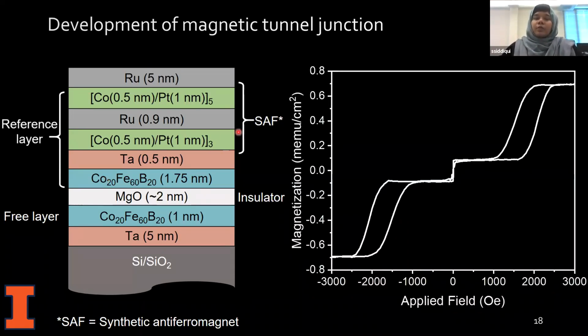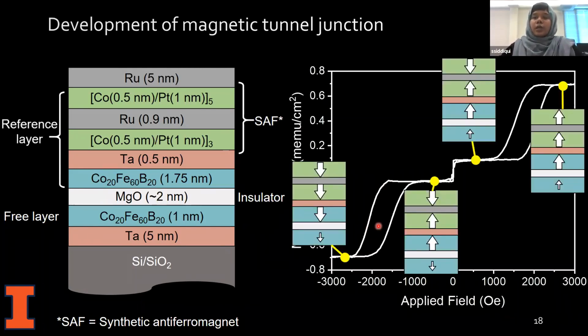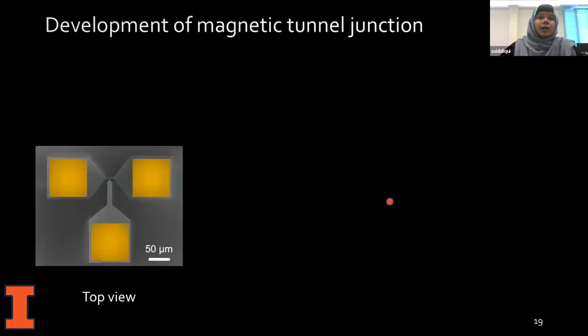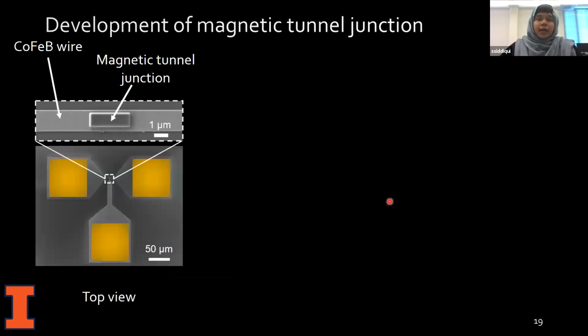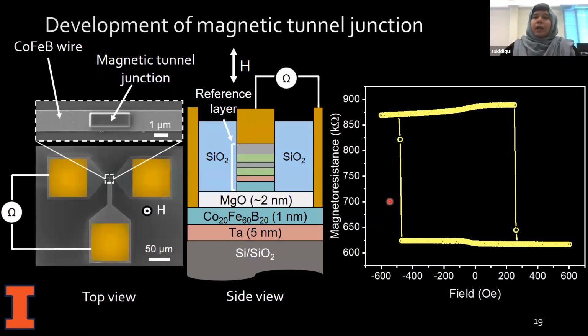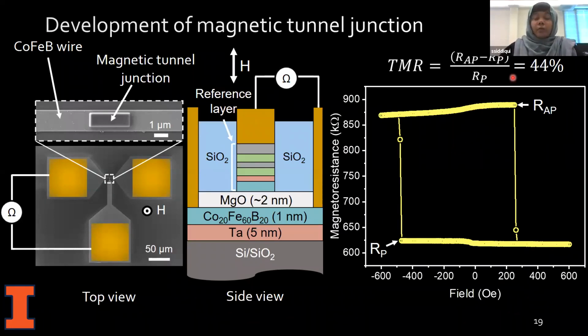For the continuous film, we have measured the VSM, and we have seen that we can generate all these different kinds of orientation of those magnetic layers. And this free layer switches with a very small field, whereas the synthetic antiferromagnetic layer switches with a very high field. We also characterized our individual magnetic tunnel junction after fabricating, and we have seen that it has distinct parallel and anti-parallel resistance, and the TMR we found is about 44%.